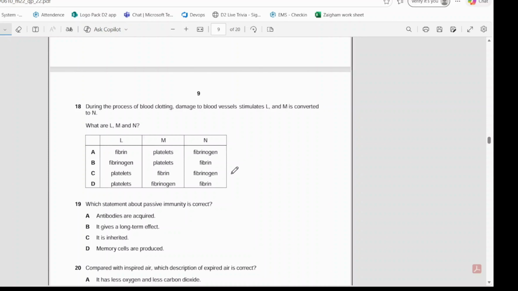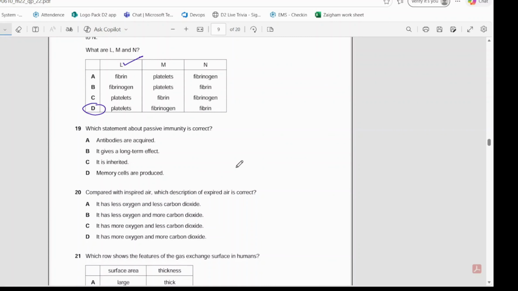Okay, there are three types of blood vessels. Okay, no, sorry, this is something else. During the process of blood clotting, damaged blood vessels stimulate L, M is converted into N. So what is stimulated and what is converted into what? Platelets are stimulated, they convert into fibrin, which is insoluble. That's why it forms a scab.